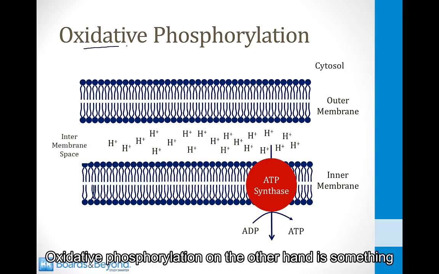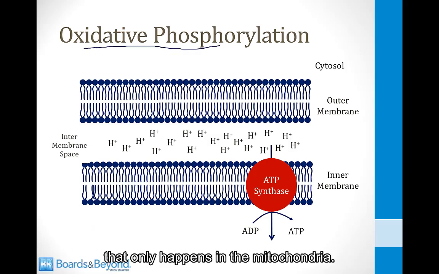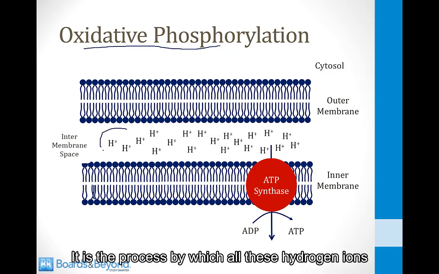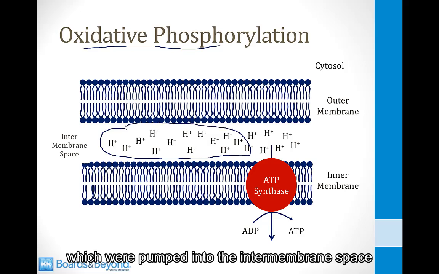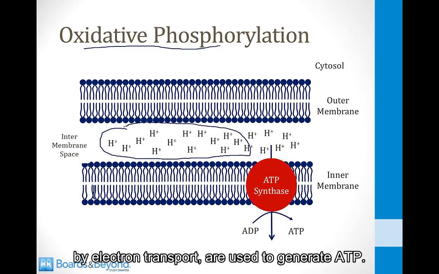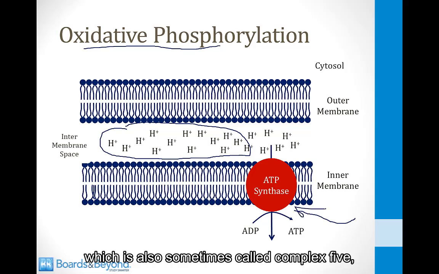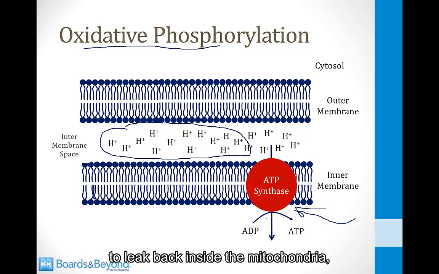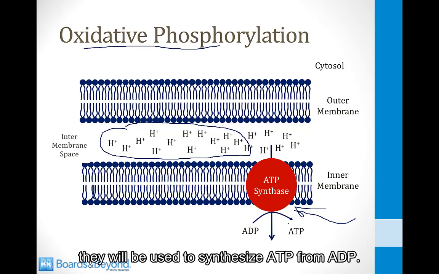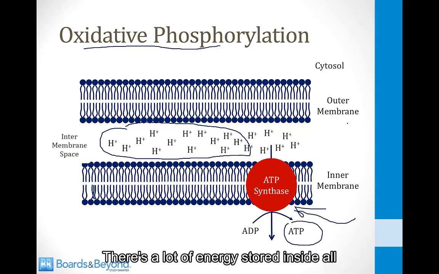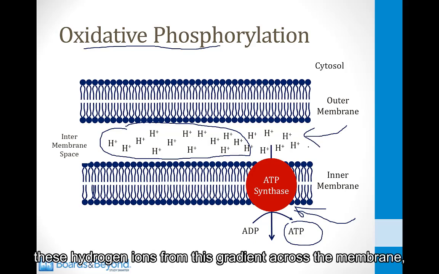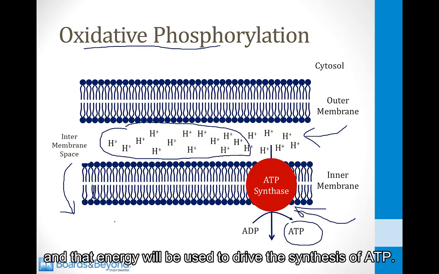Oxidative phosphorylation, on the other hand, is something that only happens in the mitochondria. It is the process by which all these hydrogen ions, which were pumped into the intermembrane space by electron transport, are used to generate ATP. In oxidative phosphorylation, the enzyme ATP synthase, which is also sometimes called complex 5, will allow these hydrogen ions to leak back inside the mitochondria, and as they come across, they will be used to synthesize ATP from ADP. There's a lot of energy stored inside all these hydrogen ions from this gradient across the membrane, and that energy will be used to drive the synthesis of ATP.